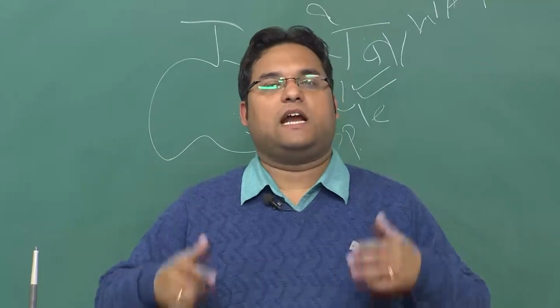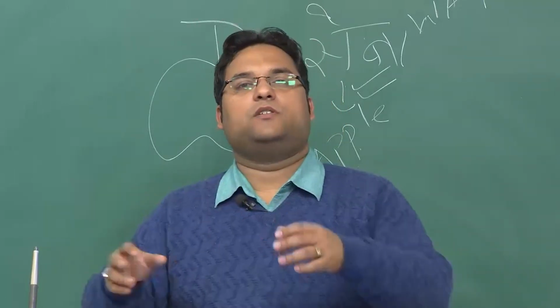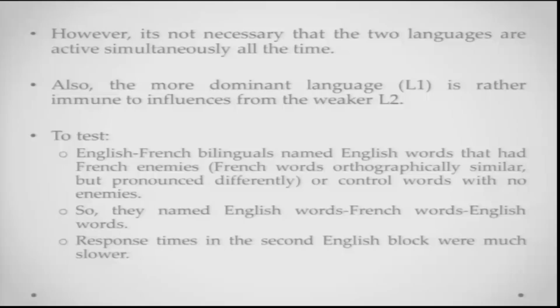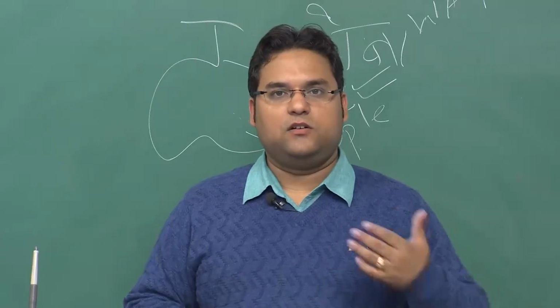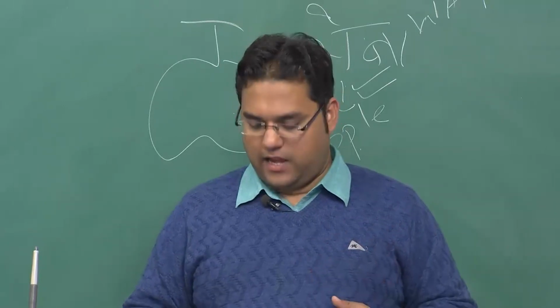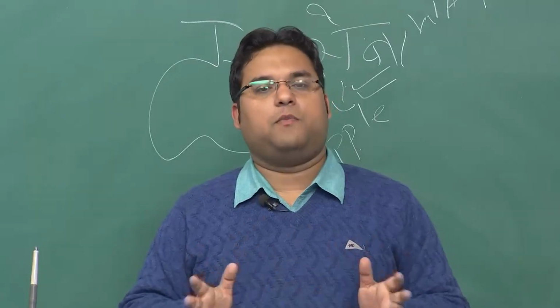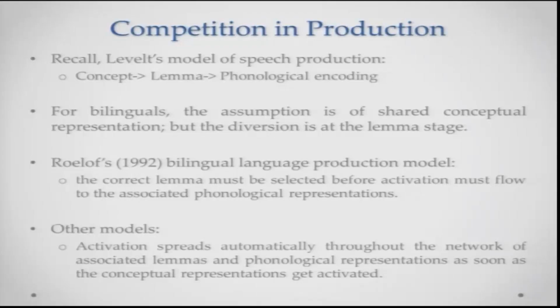And the sequence was, first English words were named, no problems, then French words were named, now you see French is activated, then again English words are named. It was found that the second block when I was naming English was much slower than the first block, because just prior to the second block French had been activated by me, because I was naming in French. So, this cross-lingual activation is there and is playing an important part. Now, all of this is in comprehension. This also happens in production as well.